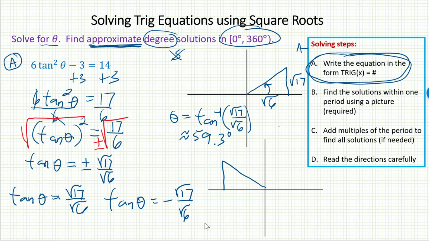I'll have a very similar picture here. Let's see, the negative must go here since the x value is negative, so root 17 and then over negative root 6.